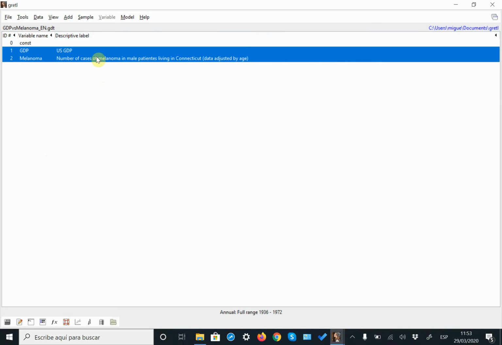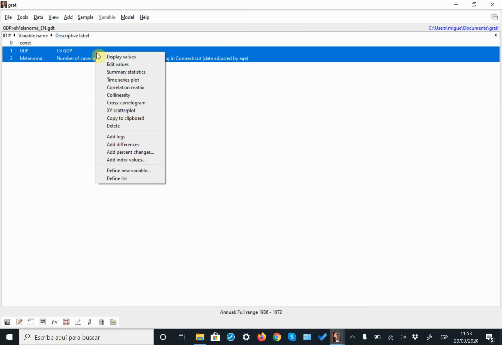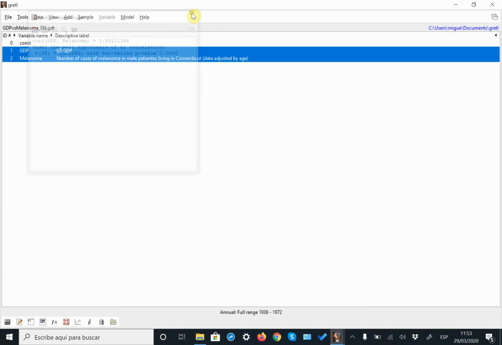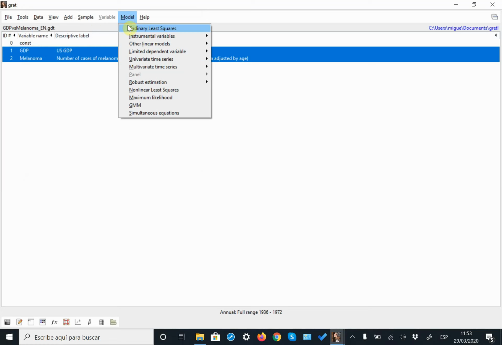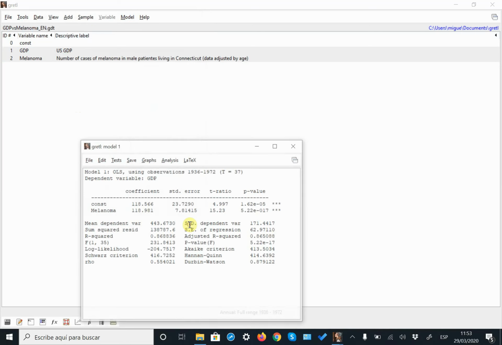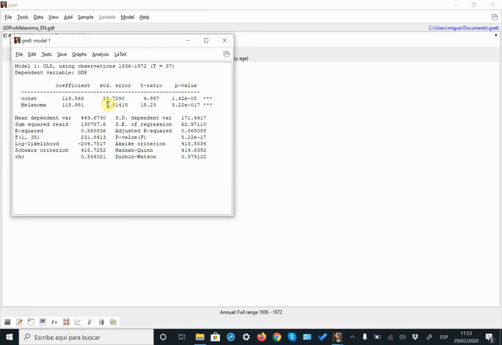If we measure the degree of linear relationship through the correlation coefficient, right-click, correlation matrix, we find that the correlation between both variables is 0.93. It is significant, and you clearly reject the null that the value of the correlation coefficient is equal to zero. If you estimate a regression model, least squares, you choose GDP as dependent variable, melanoma as explanatory, you get a nice regression with all the coefficients significant and a very large R squared.